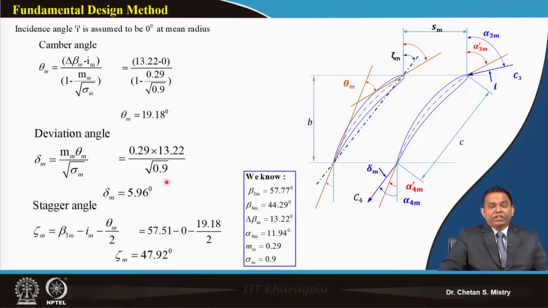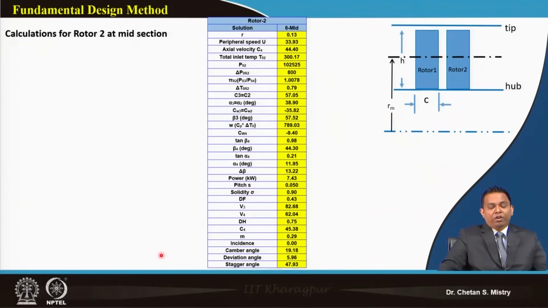Same way my deviation angle is coming 5.96 degree, and my stagger angle is coming 47.92 degree. So by this calculation we are able to have this Excel sheet at the mid station ready with us. So you can see this is our expected pressure rise from rotor 2, that's nothing but 800 Pascal.